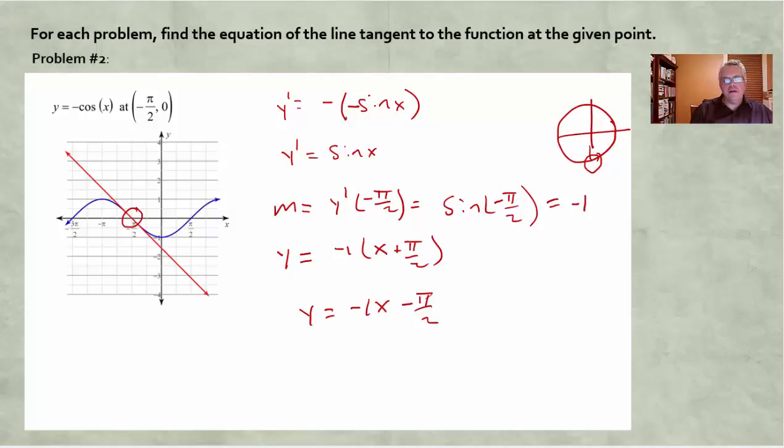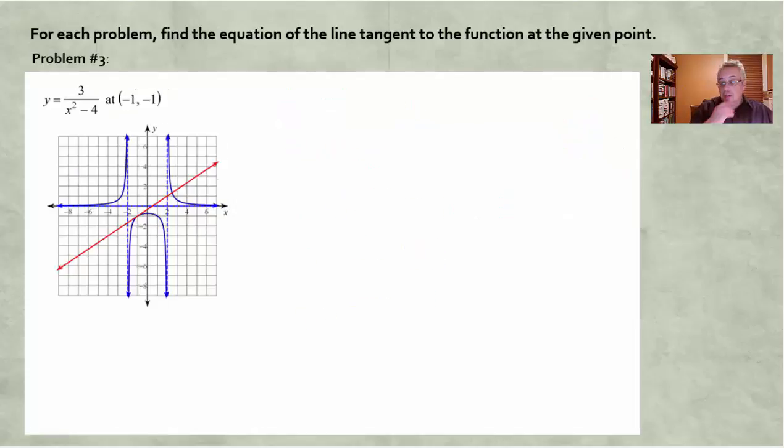All right. This one, a little bit more challenging because it's a rational function. It kind of involves the quotient rule. And the rational function has asymptotes at negative 2 and 2. And we want to find the tangent line at x equals negative 1, which would be about right here. So right there is where it's tangent to the function.